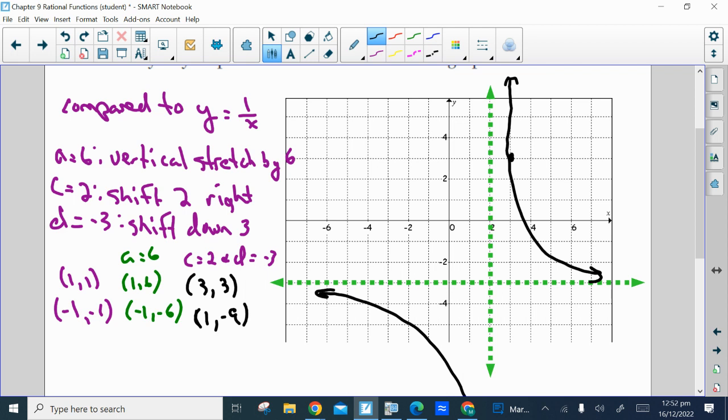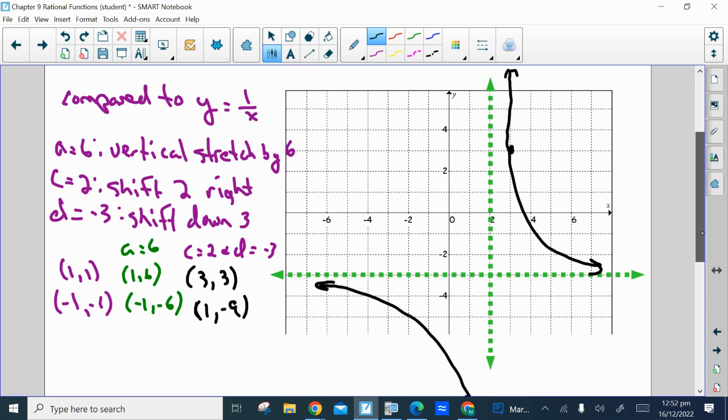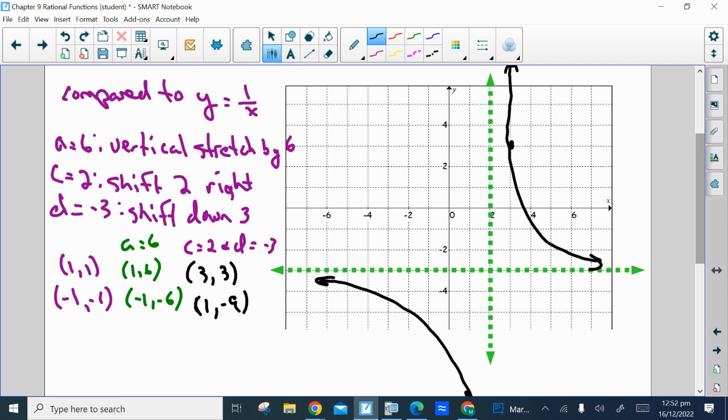This graph will have an x and a y intercept. So we can find out what those are. But first, let's write the equations of our asymptotes. And remember, they are equations. They have to have a variable. They have to have an equal sign in them. The equation of the horizontal asymptote is the line y equals -3. The equation of the vertical asymptote is the line x equals +2.